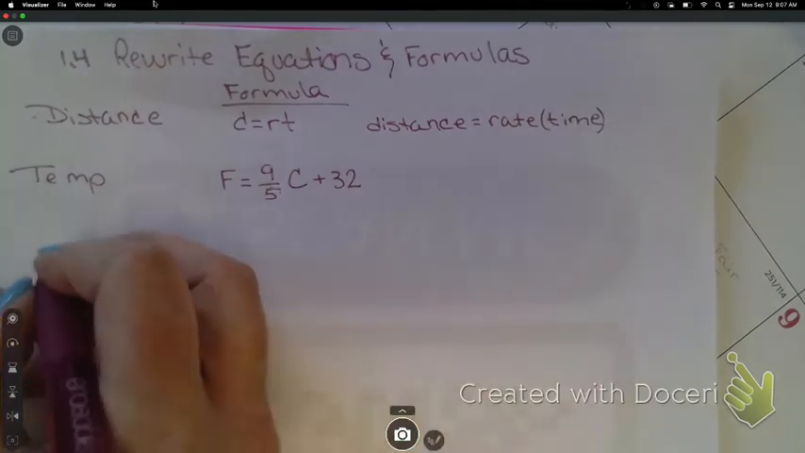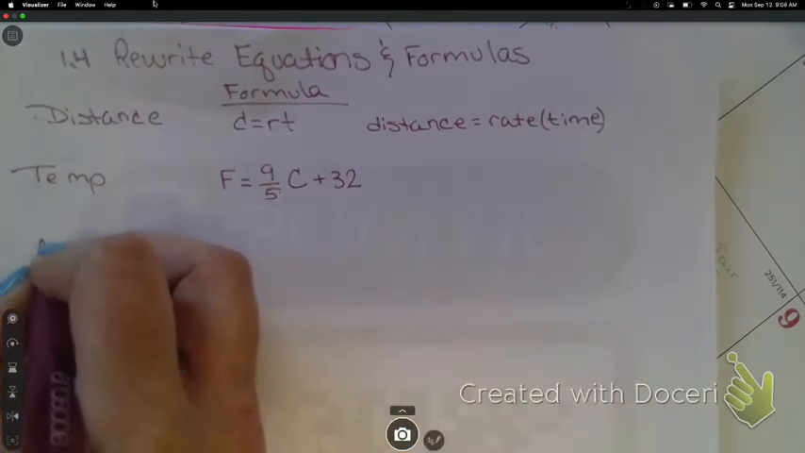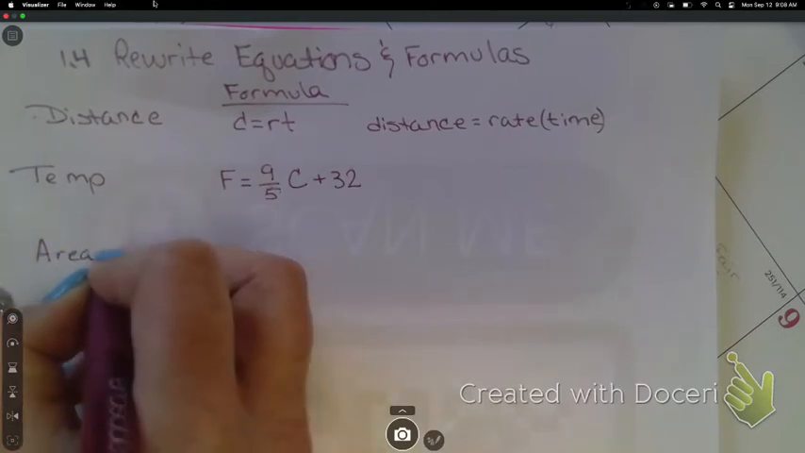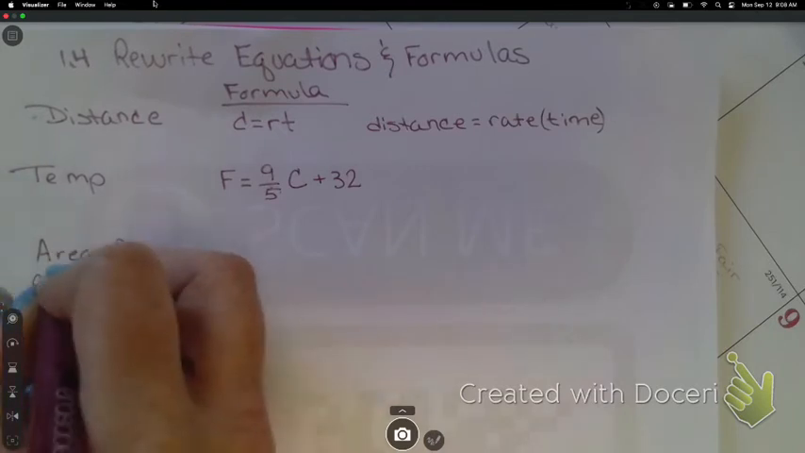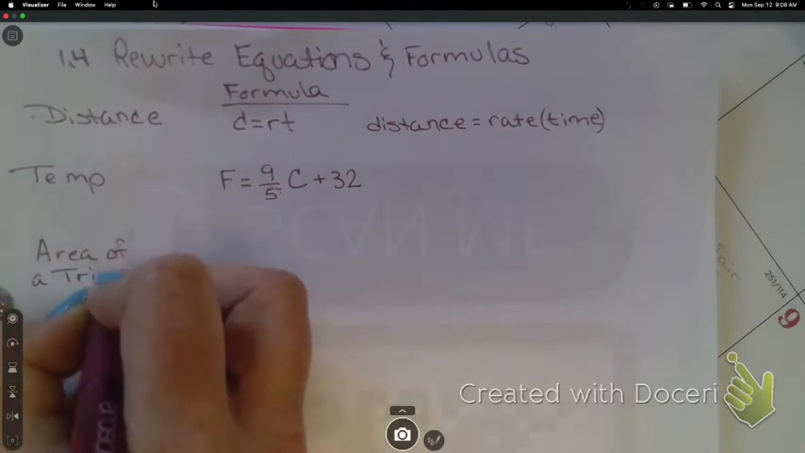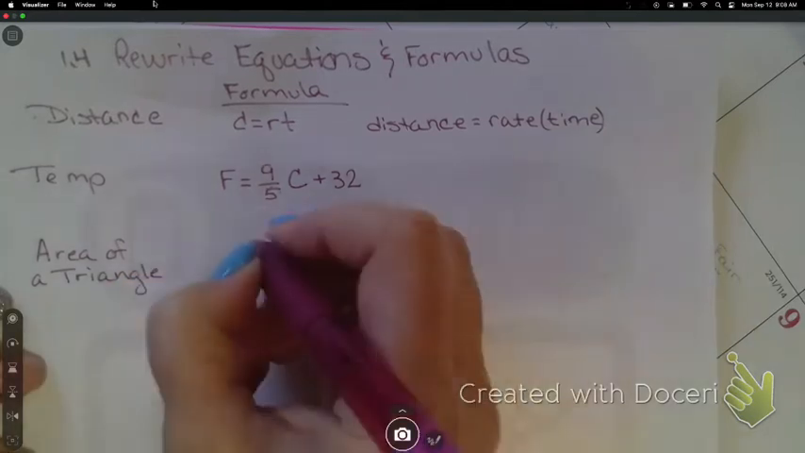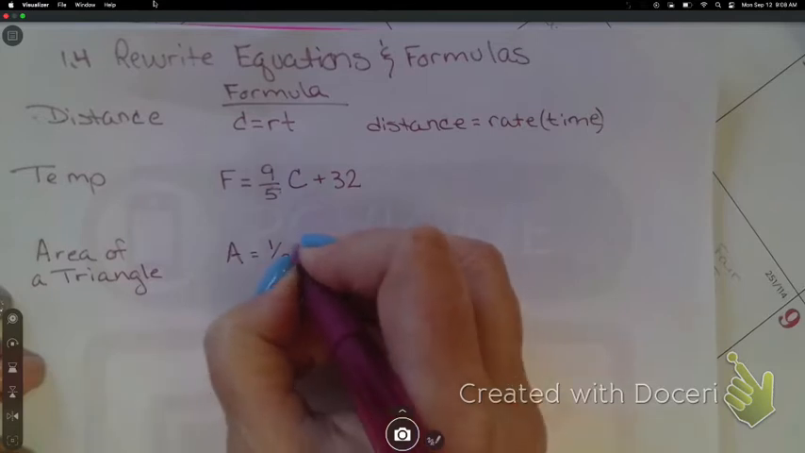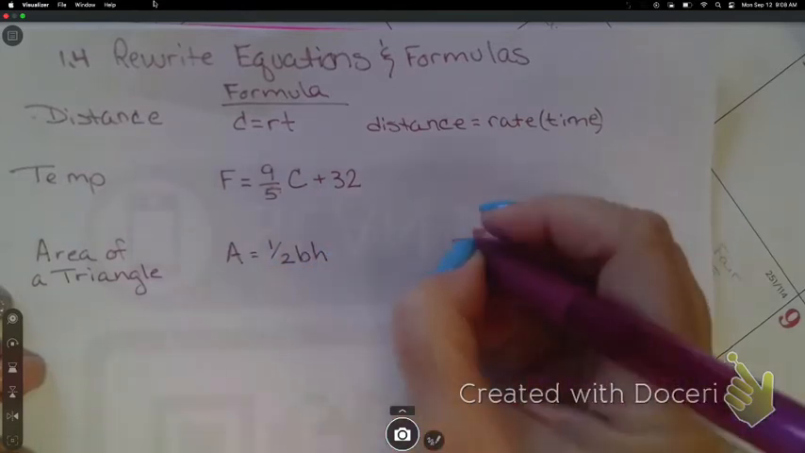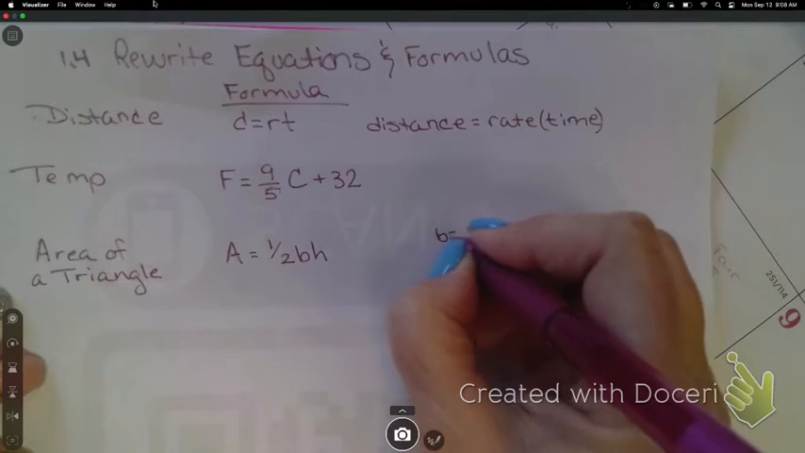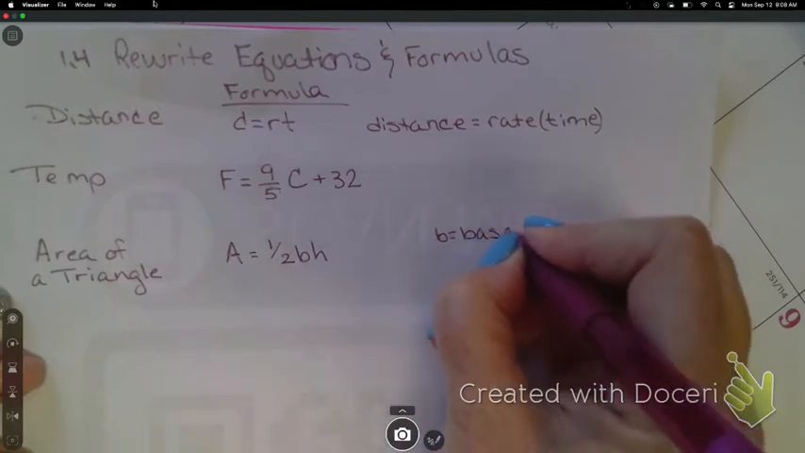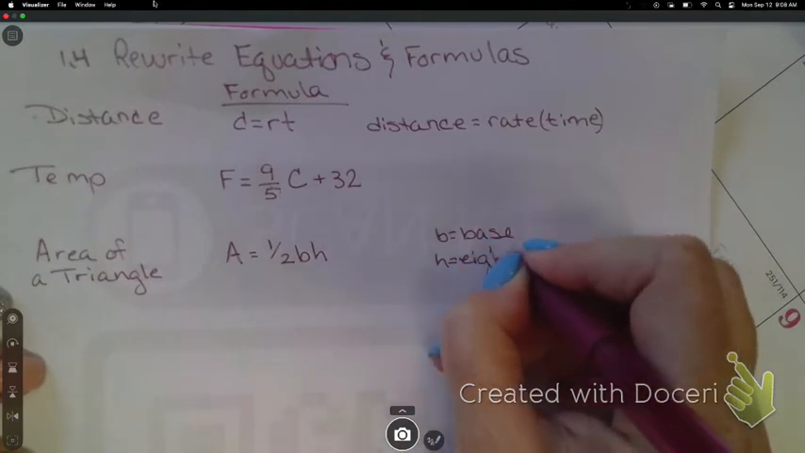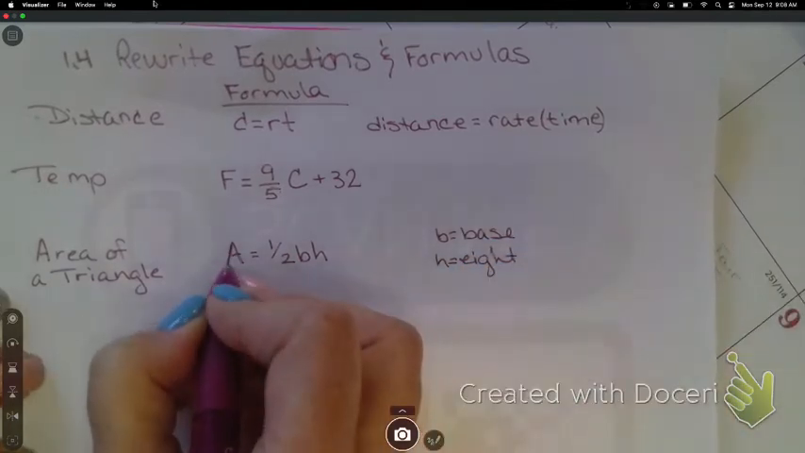Okay, we have area of a triangle. Anybody? Base times height, definitely. But 1/2 of that. Base times height. B is base. H is height. And obviously capital A means what? Area.